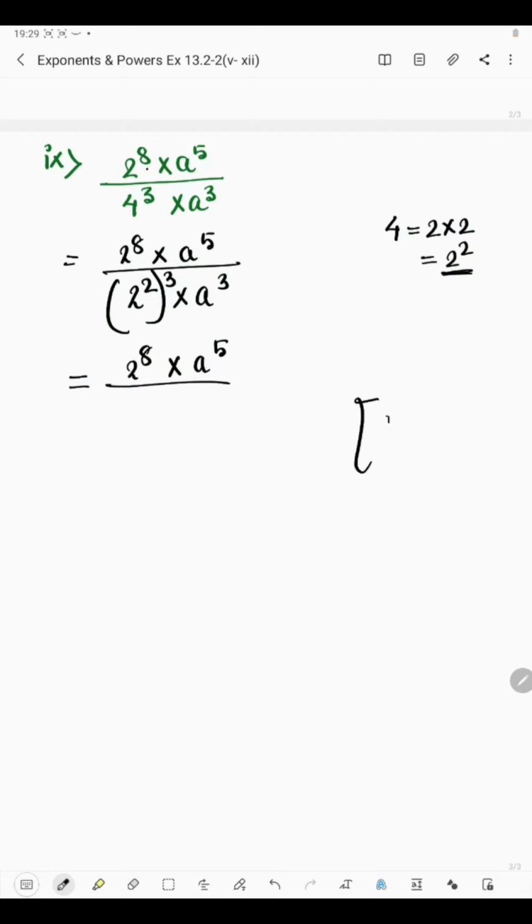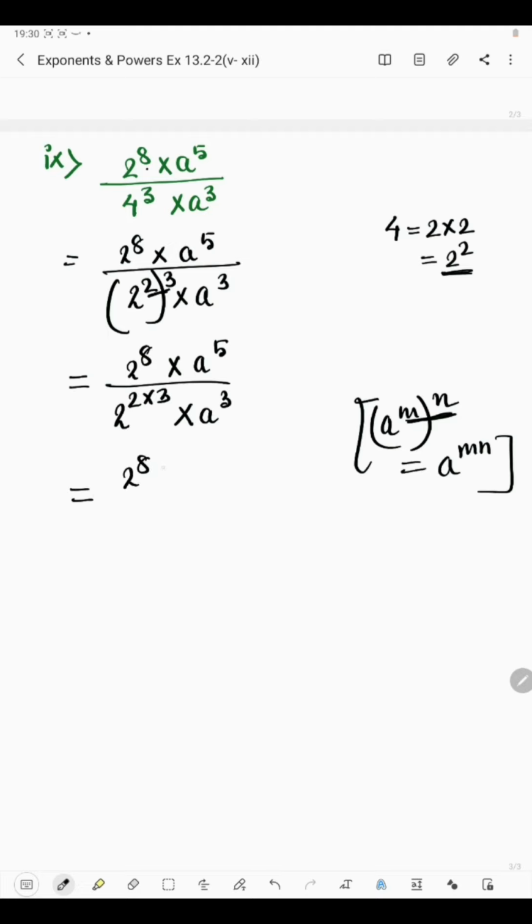So we know that if there is a power of a power, like a to the power m whole to the power n, then we just multiply the powers. The base will remain the same, we will just multiply the powers, which is m into n, mn. So 2 raised to the power 2 into 3, we just multiply these, multiplied by a raised to the power 3. So in the numerator we have 2 to the power 8 multiplied by a to the power 5 divided by 2 to the power 3 into 2 which is 6, into a to the power 3. Now here we can see that the same base and in between a divide sign is there.